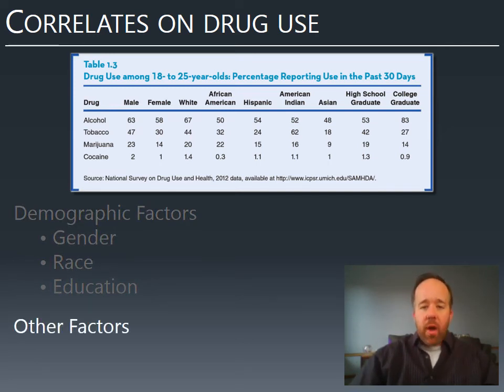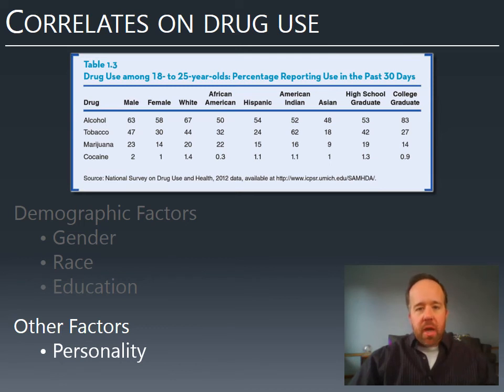There are other factors as well. So personality, and the most famous personality trait that correlates with drug use is called impulsivity. And impulsivity is just what it sounds like. It's an index of the likelihood that someone acts on their immediate desires without consideration for long-term consequences. And this is a personality trait that correlates with lots of other behaviors, but seems to be very predictive of drug use.